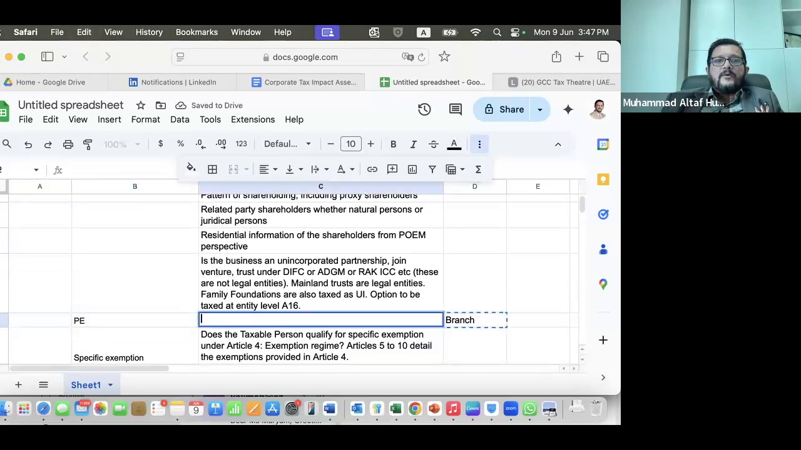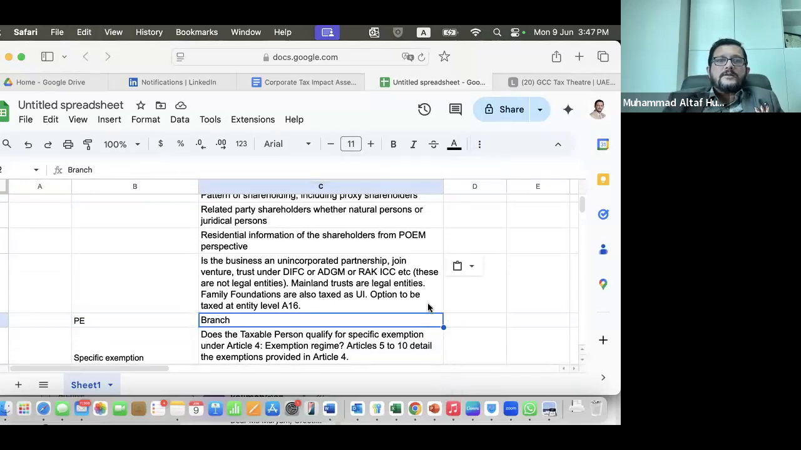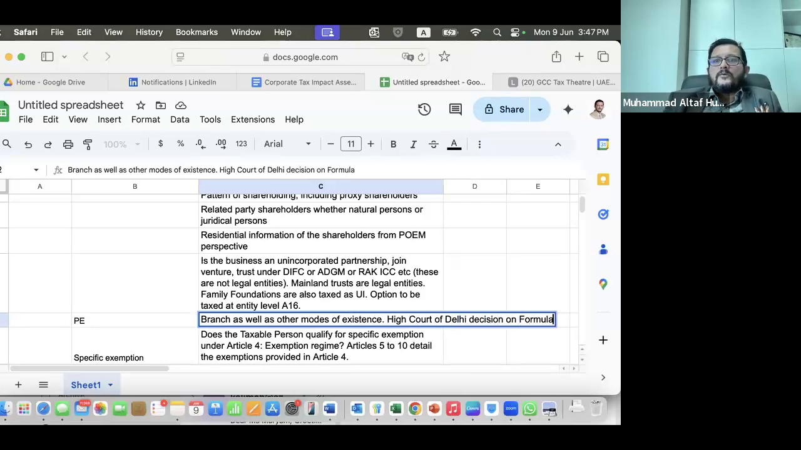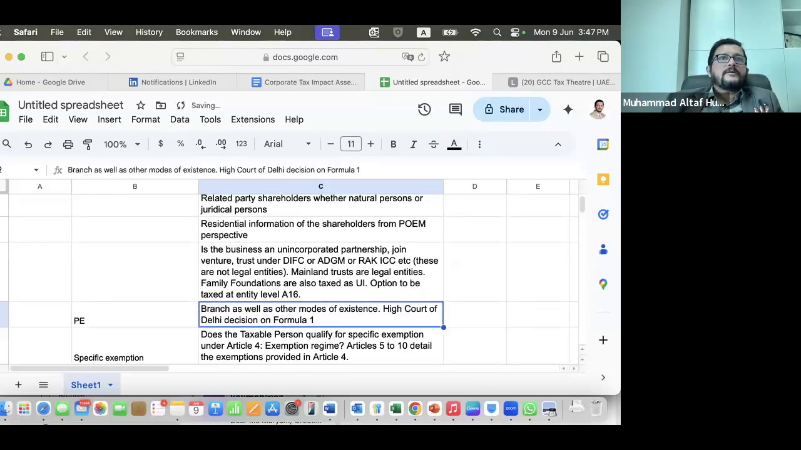Permanent establishment. Now, the question is: is it only a branch that can become a permanent establishment, or can there be other modes of existence as well? If you remember, I think it was the decision on Formula One. That was a brilliant example.